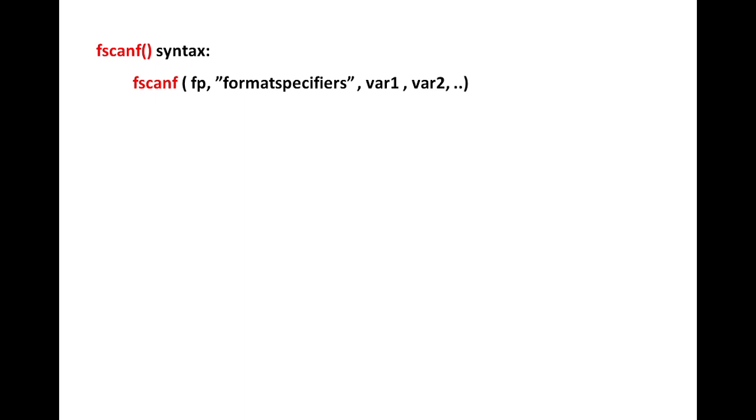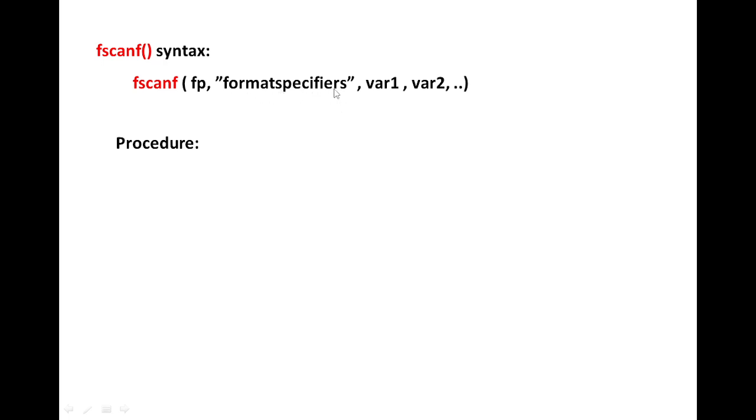I have already mentioned that FSCANF means file scanf, file scan format. So the file should be scanned as per the given format. Here you can see the file pointer, which is the very first argument to be given. Afterwards, the format specifiers, because we have to provide information about the values you have stored in the file and in what format you want to read them.